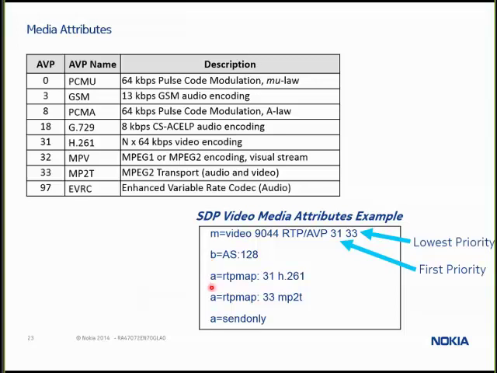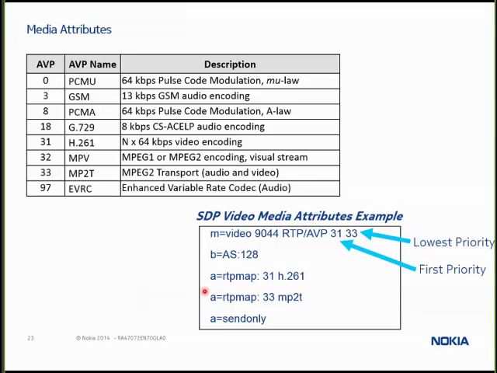Now, again, we get down to the A. Now we're defining the attribute. Here, number 31 is H261. Now, H261, looking at our table, means we're doing N times 64 kilobits per second video encoding of some kind.